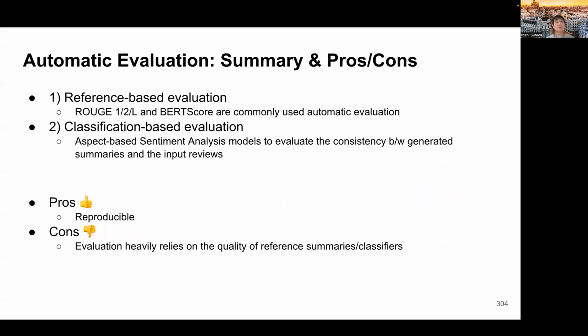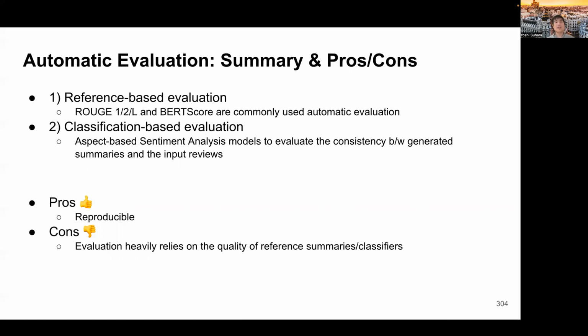Here's a summary and pros and cons of automatic evaluation. We presented two approaches, reference-based evaluation and classification-based evaluation. Reference-based evaluation calculates matching metrics based on reference summaries. Classification-based evaluation uses external classifiers such as aspect-based sentiment analysis models to calculate the consistency between generated summaries and the input reviews. The biggest benefit is that we can rely on the evaluation as many times as we want.